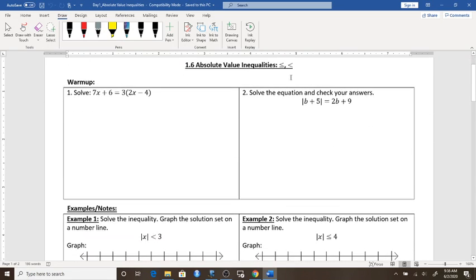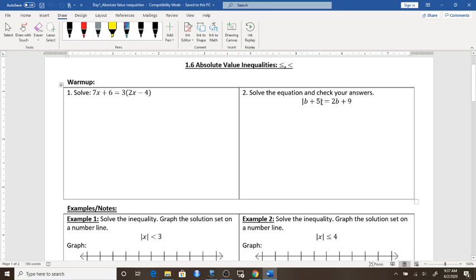Okay, so for today we're going to focus on absolute value inequalities in which the sign is less than or equal to. And then tomorrow we're going to talk about absolute value inequalities with sign that is greater than or equal to. Now the first two problems are more like warm-up problems. I'm not gonna go over them. The first one is just to solve a linear equation. The second one is a review of what we did the first 2 days, which is the absolute value equation.